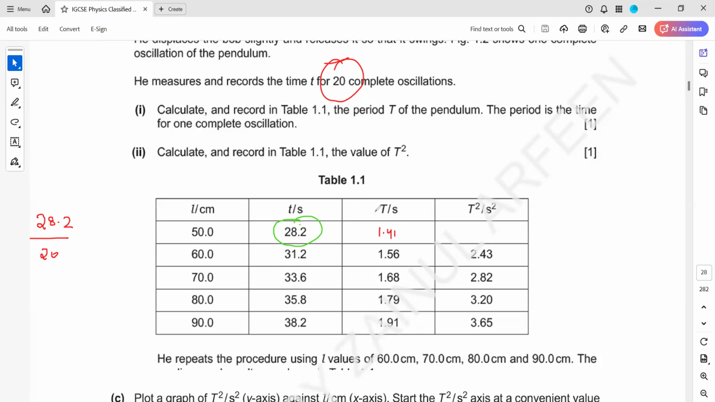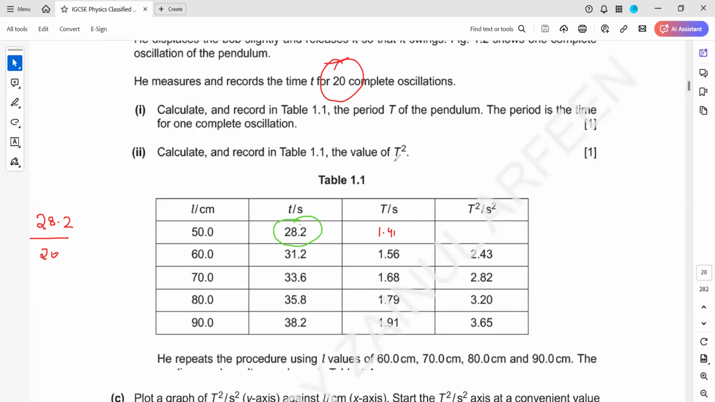Keep one thing in mind: as you can see in this column, we have two decimal places, so all the numbers should be two decimal places. What if it was, for example, only 1.4? Then we'll write 1.40, because the column should have an equal number of significant figures or decimal places.